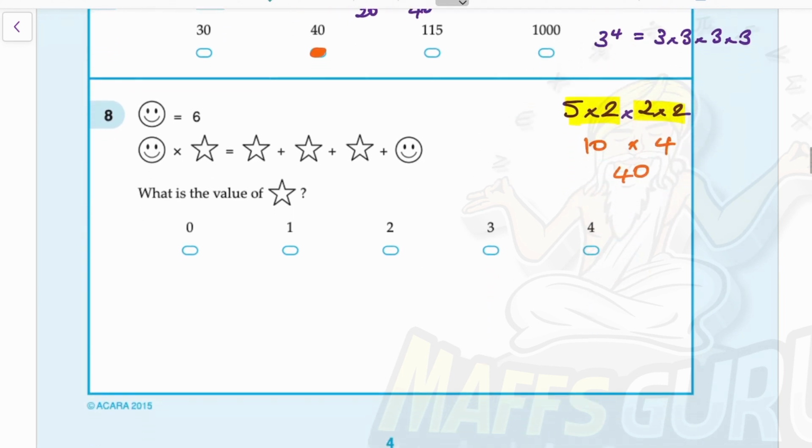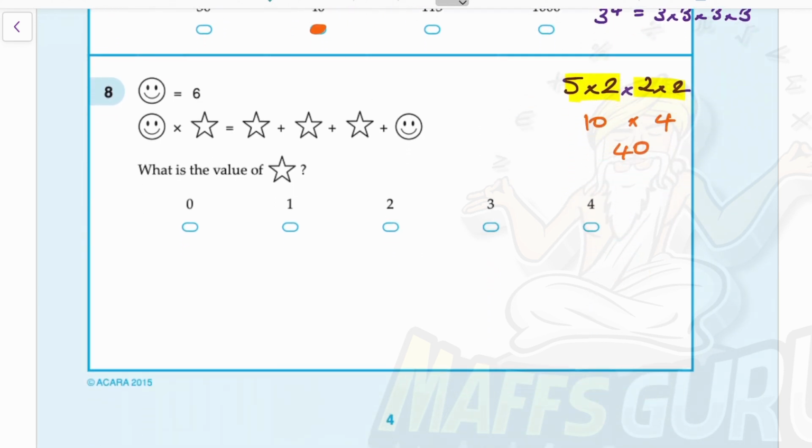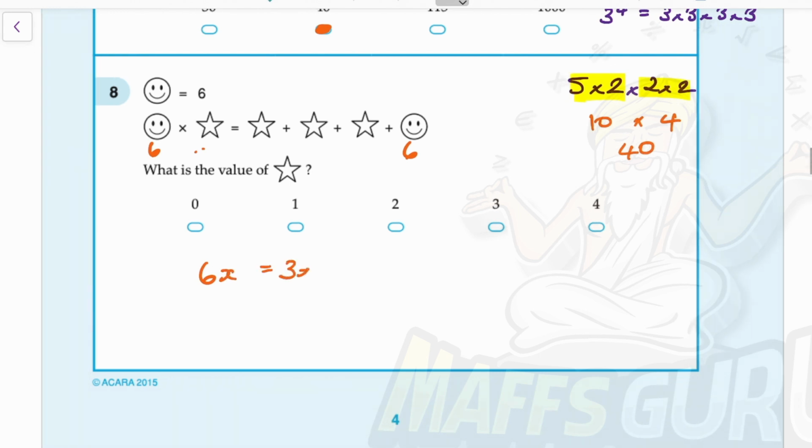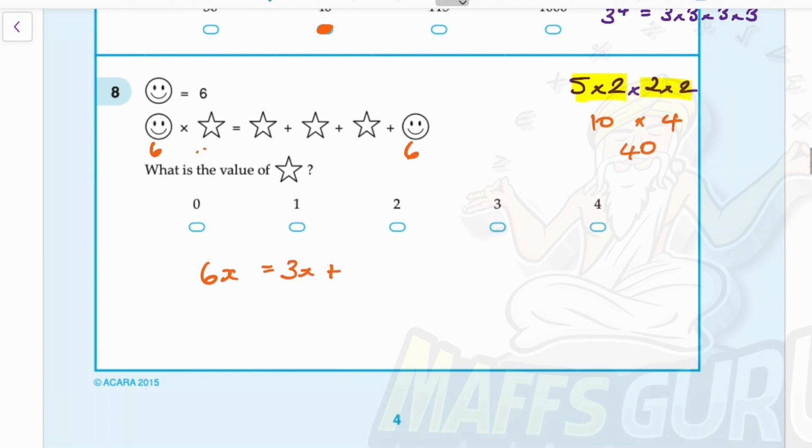Okay, so we know one smiley face is 6. What is the value of a question mark? What is the value of a star? So we know that 6 times a star is equal to a star, a star, a star plus a smiley face. So I'm going to put 6 in there. Now, because we already know algebra, we can work this out. So what we've got now is 6, and let's call a star x, is equal to 3 x's, because that's 3 stars, plus 6.